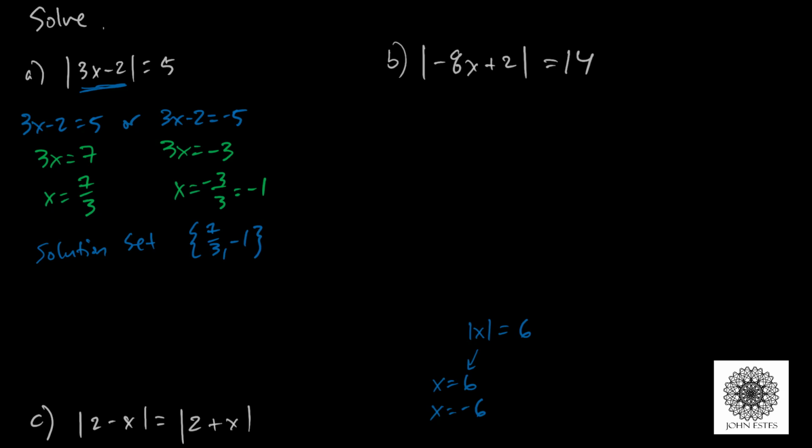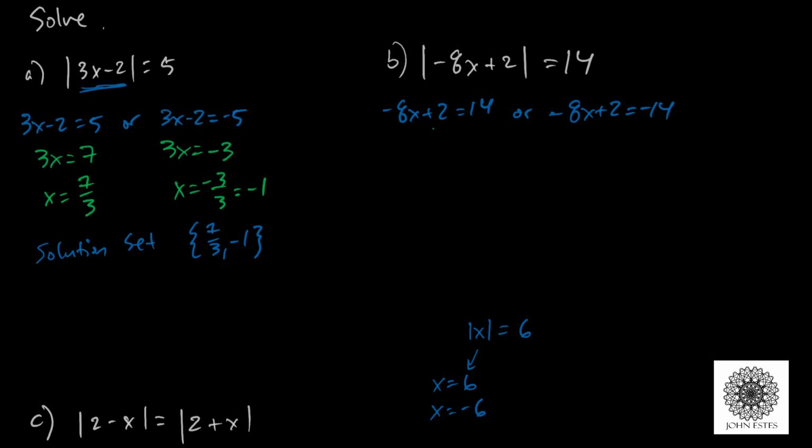Alright, so for the second one, I have absolute value of negative 8x plus 2 equals 14. Okay, so I want to drop the absolute value. And when I do that, that means I have two situations to consider. One is that negative 8x plus 2 is 14. The other is negative 8x plus 2 equals negative 14. So I solve these two equations.